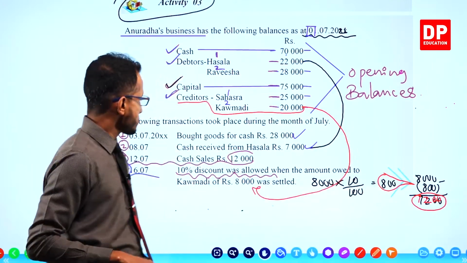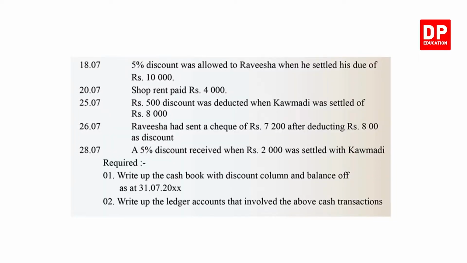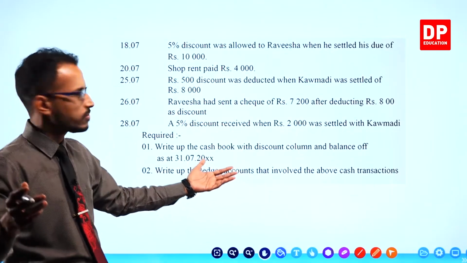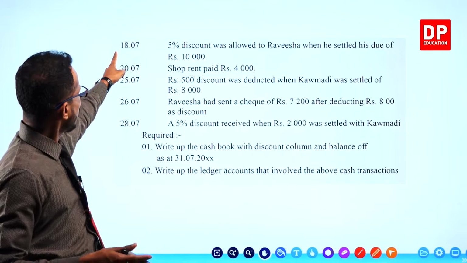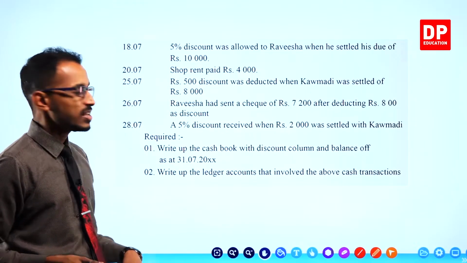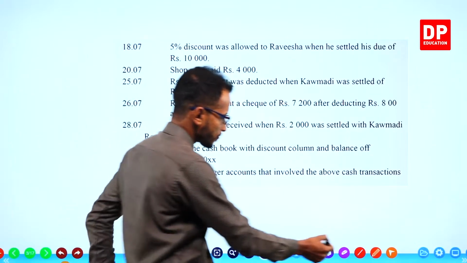Okay, let's move on to the next slide and take some transactions. Do you want to do all the transactions? Well, there are only 5. Yeah, 1, 2, 3, 4, 5. Let's do the important ones. All right.